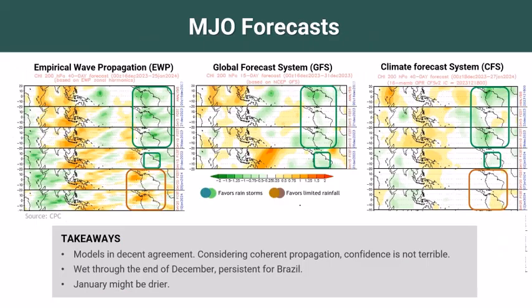Looking at the forecast of the MJO, I find it very interesting. The models are somewhat in tune with the forecast, which is good. It gives some confidence, and they are all suggesting wet conditions persisting through the end of the month, and then it looks likely that we're going to transition towards drier MJO conditions during January, ¿no?